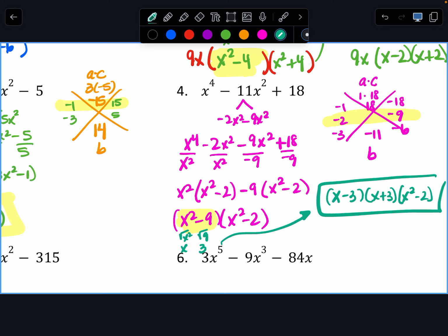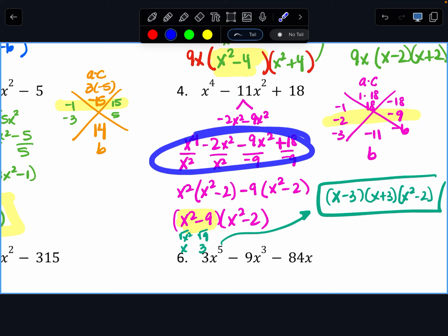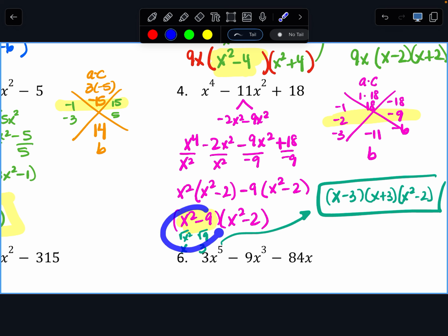So even though this is a combination and you are doing lots of steps, hopefully as you're following along, you can see the single process. So how to use the AC method, how to do the grouping method, how to do this perfect square method. So even though we're doing it all together, hopefully you can see how to do it separately as well.